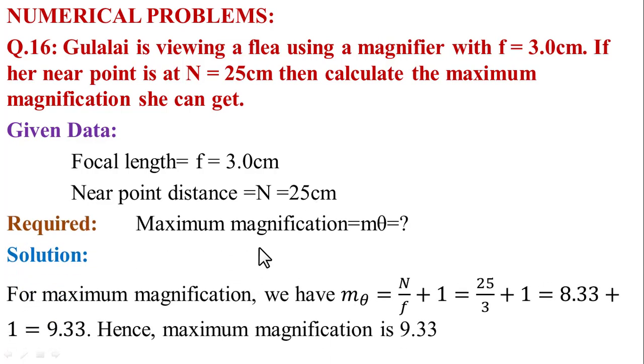We are required to find the magnification m theta. For the maximum magnification, we have m theta is equal to n divided by f plus 1. So 25 divided by 3 plus 1 is equal to 8.33 plus 1. So the answer is 9.33. Hence the maximum magnification is 9.33.